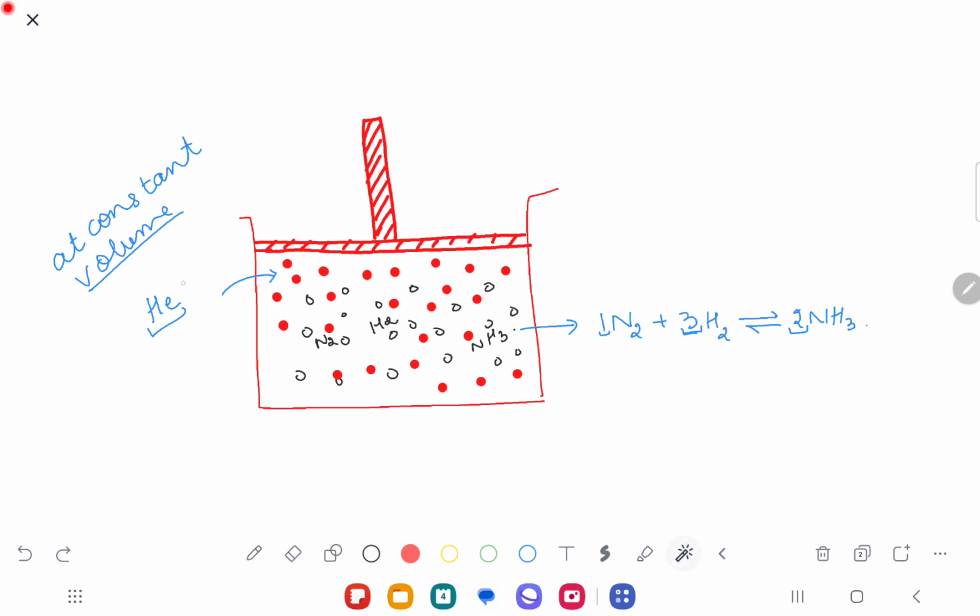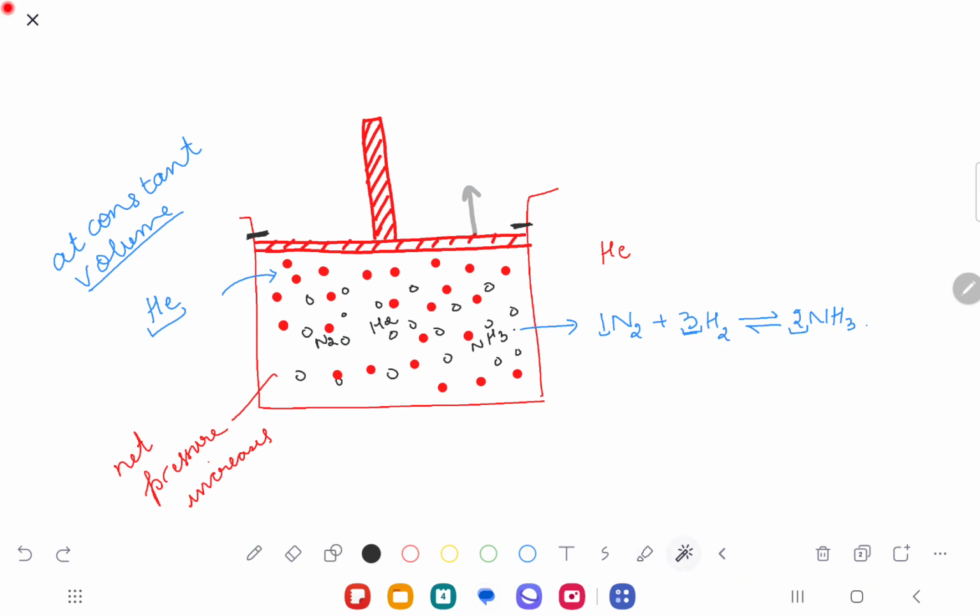So when you add helium inside, obviously you understand that helium is not going to react with any of the reactants, neither nitrogen, nor hydrogen, nor ammonia. It is not reacting with any of these. You understand? But what is happening? Helium is actually being added, so the net pressure inside increases. Obviously, and what am I doing? I am not allowing this pressure to relieve. I'm not allowing this piston to move up.